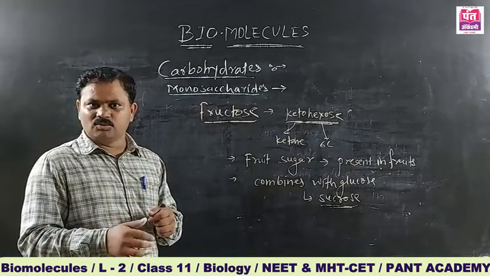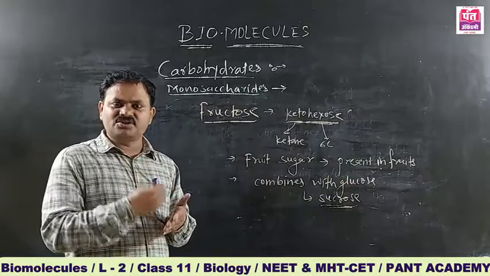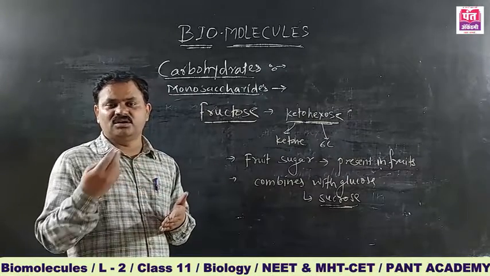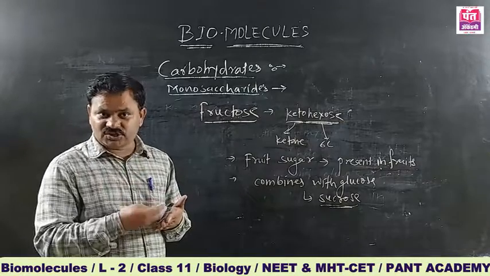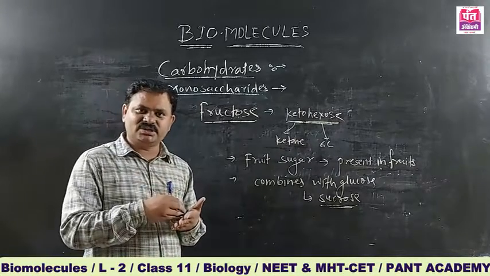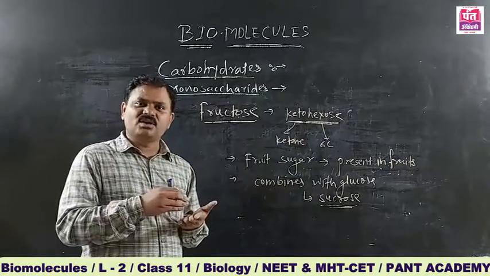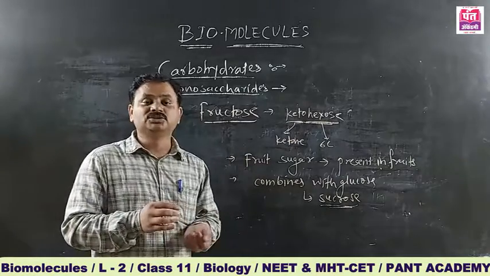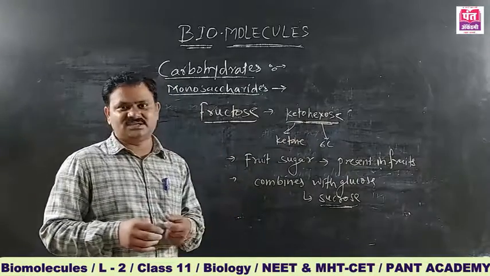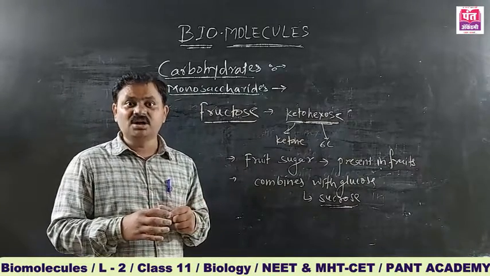So in the monosaccharides we have discussed the types of monosaccharide based on the number of carbons, based on the functional group, based on the conformation alpha or beta, and based on their stereochemical properties, dextrorotatory or levorotatory. We have also discussed some common examples of the monosaccharides. So this is about the monosaccharides.